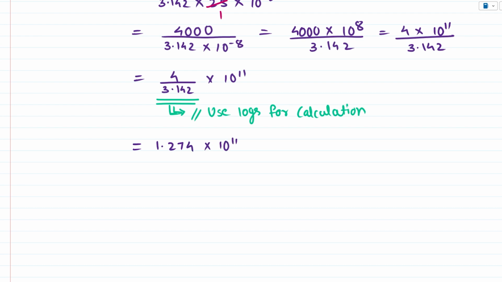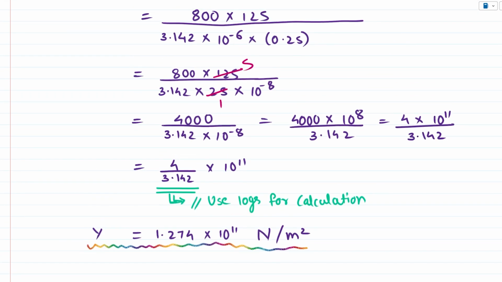And this is the value for the Young's modulus for our wire, and the units for Young's modulus is Newton per meter square. So the value of Young's modulus for our given telephone wire is 1.274 into 10 raised to 11 Newton per meter square. So that is your final statement.